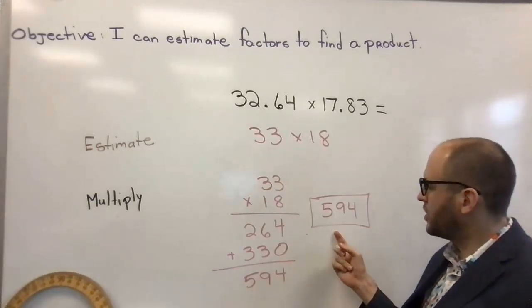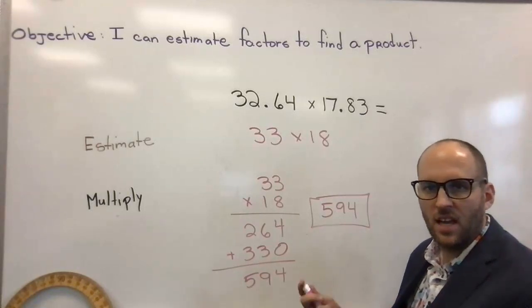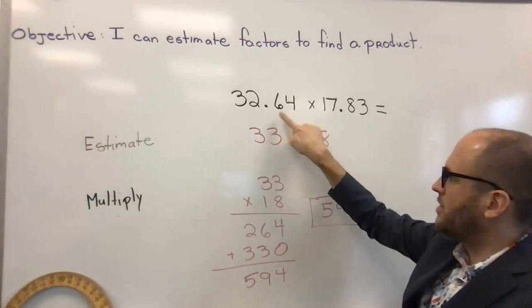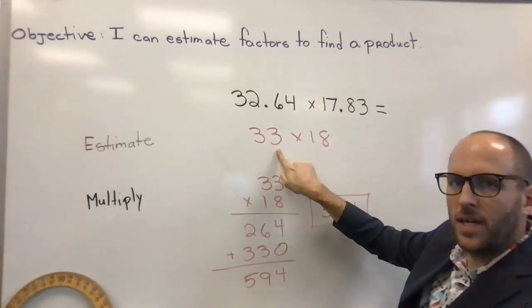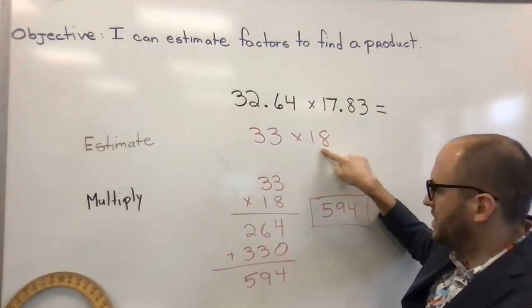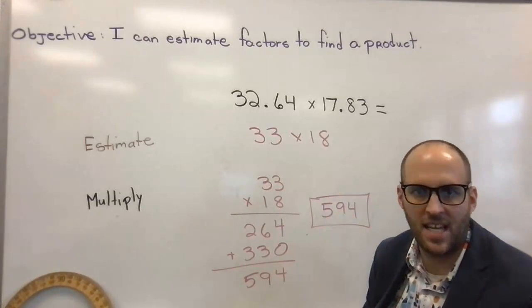Mathematicians, your product should have been 594. Let's see if you made a mistake somewhere. 32 and 64/100, that 6 rounds up to 33. 17 and 83/100, that 8 rounds up, so the 17 becomes an 18. Then we have to multiply 33 times 18.